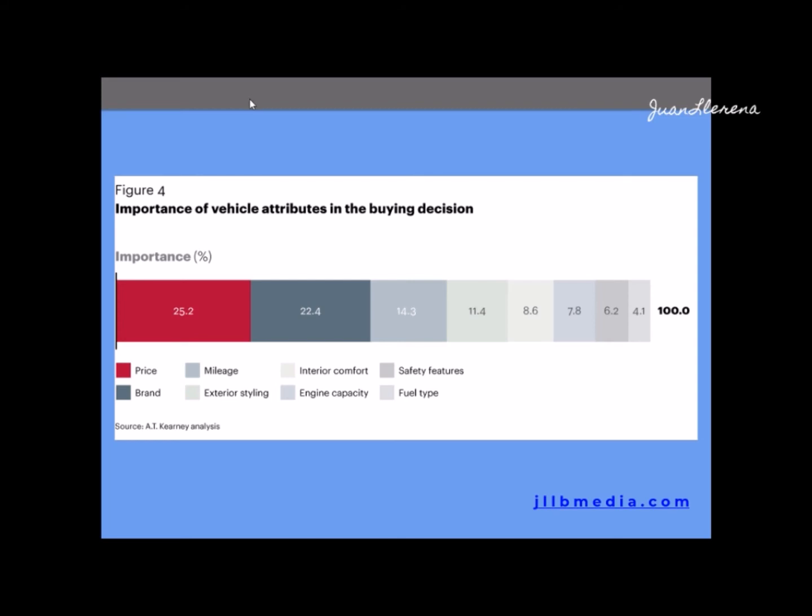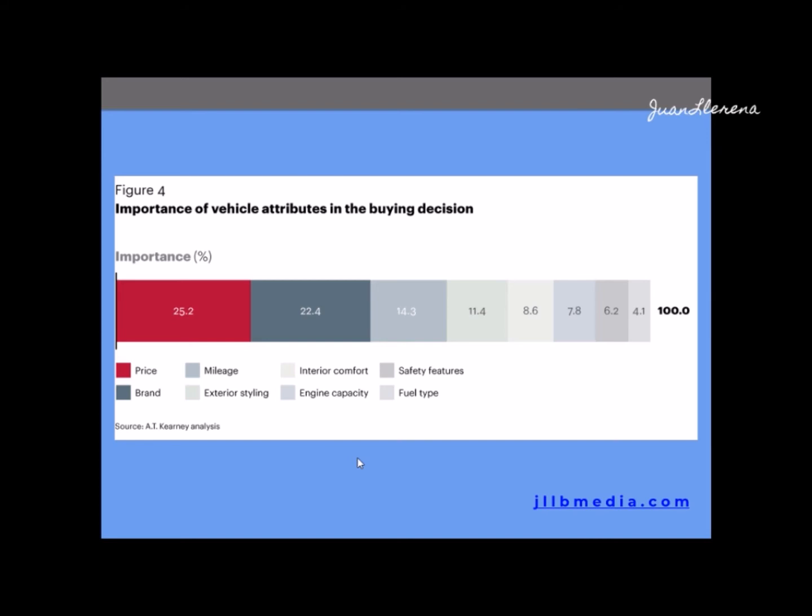Now let's take a look at this graphic, and this is the importance of vehicle attributes in the buying decision. Here they rated and used different color coding, where price is only 25.2% of the thought process for somebody making a decision on buying a vehicle. So if a customer is only focused on price, well, they're only going to buy the cheaper price maybe, right?